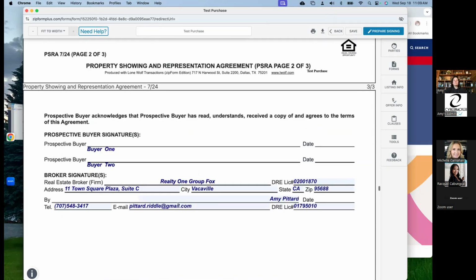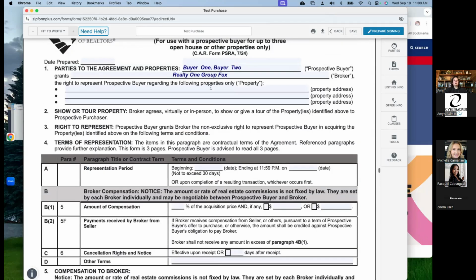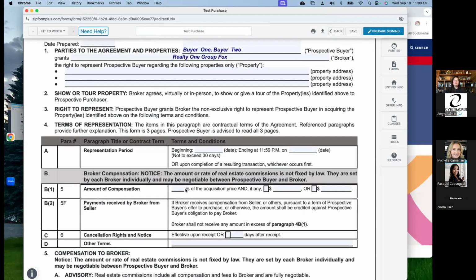Okay. So this property showing and representation agreement, it is only 3 pages, I believe. The third one's just signature. So it's really only 2 pages. Again, a little less intensive. We're just going to fill in at the top the properties that we're going to go see. If you're going to go see more than 3 properties, we have to use the other form. Okay, I've had that question in the past. Here's the representation period. You're going to fill in the amount of compensation.